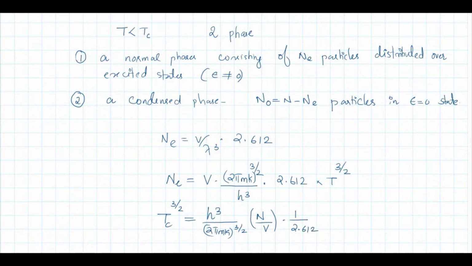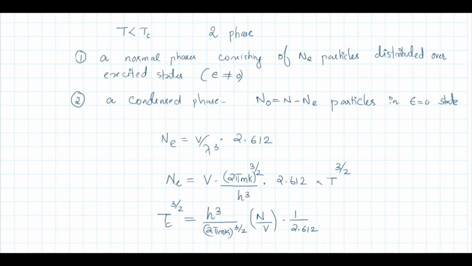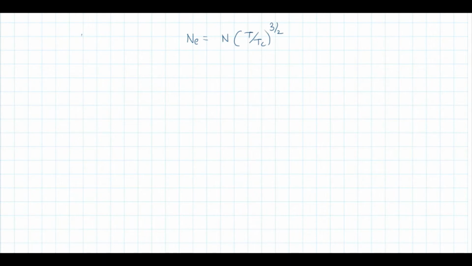So you can replace these quantities in this equation for Ne, and you can write Ne as n into T by Tc raised to 3 by 2. Because instead of these quantities, h cube divided by 2 pi mk raised to 3 by 2, n by v into 1 by 2.612, you can substitute Tc raised to 3 by 2. Then this v will cancel, there will be an n, and all these terms will cancel. So finally, you will get Ne equal to n into T by Tc raised to 3 by 2.